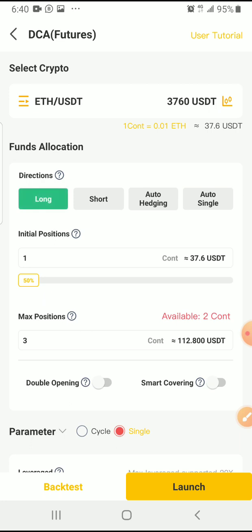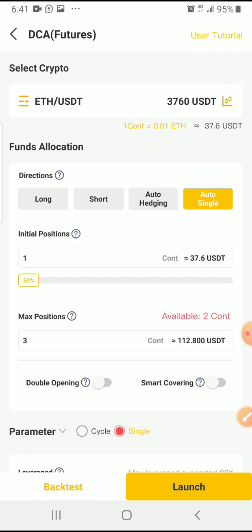Now long trade means that you anticipate the prices going up. Short trade is where you anticipate the market prices going down, and when it goes down you make a profit. Now this auto single that we have here means that you are not sure whether it will go up or down. So you just leave the choice of whether it should be long trade or short trade to the robot to choose for you. That is why we have auto single.